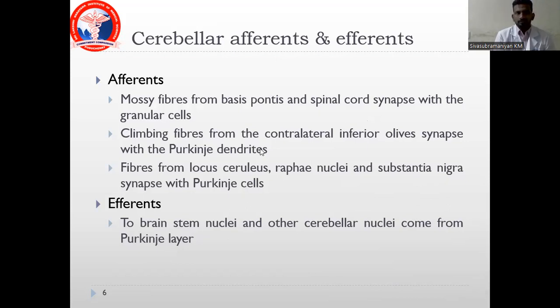Coming on to the afferents and the efferents. The afferent fibers are mostly fibers from the basis pontis and spinal cord synapse, and the climbing fibers of the contralateral inferior olive synapse with the Purkinje dendrites, and the fibers from the locus ceruleus, the raphe nuclei and the substantia nigra from above synapse with the Purkinje cells. The efferents, to the brainstem nuclei and other cerebellar nuclei, come from the Purkinje layer.